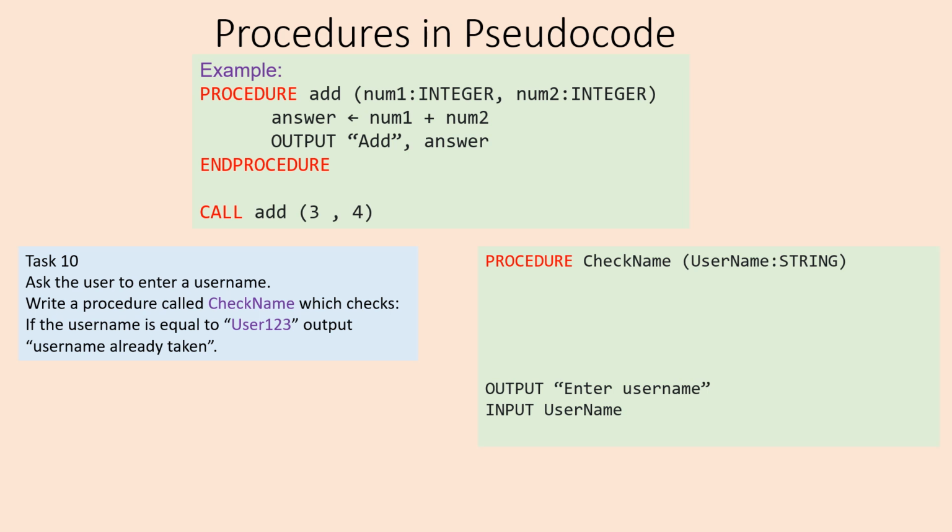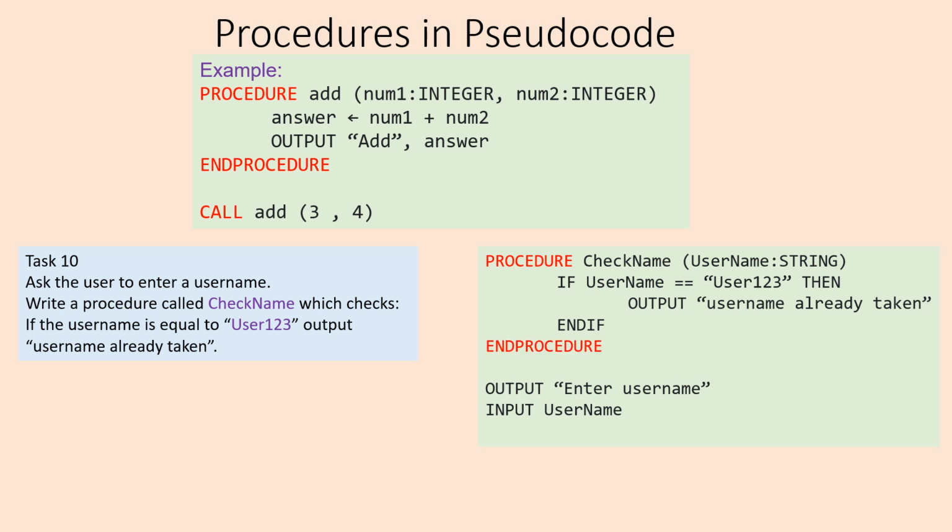So let's see how we're going to check it first. We need to see if the username is equal to user123, so I'm going to use an if statement. If username, remember the double equals is comparison. If username is the same as user123, then output username already taken, which is what it wants us to do. So I think that's it.